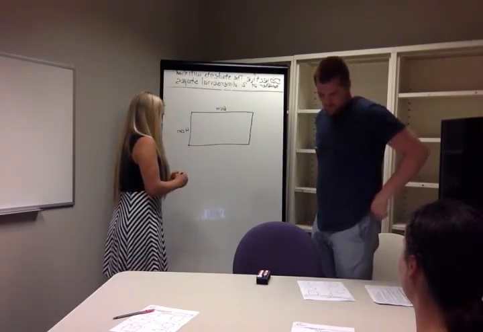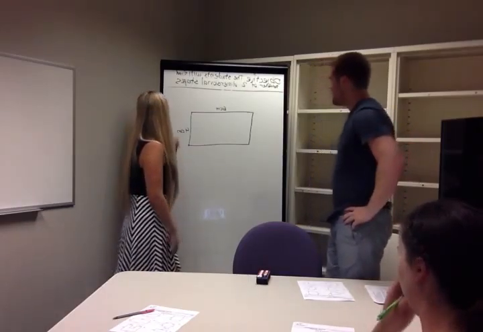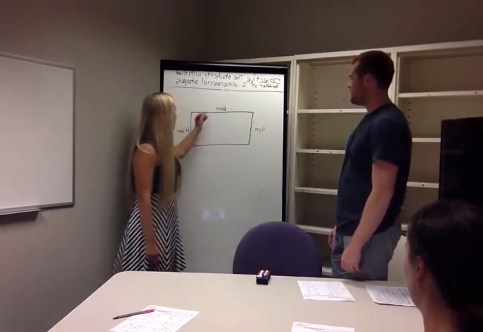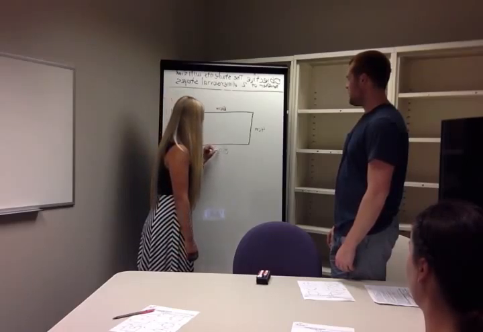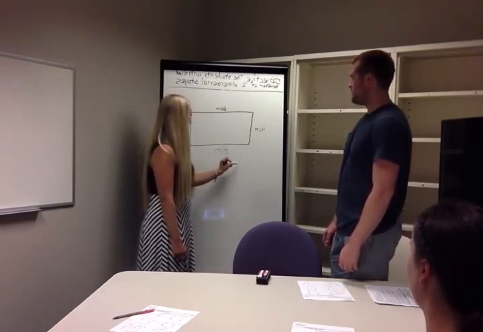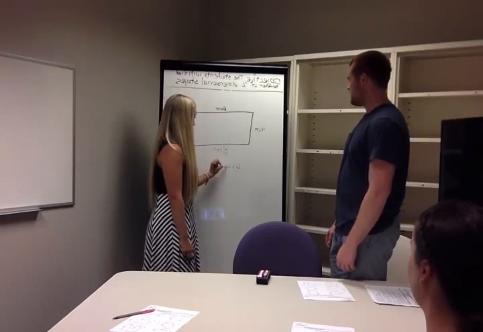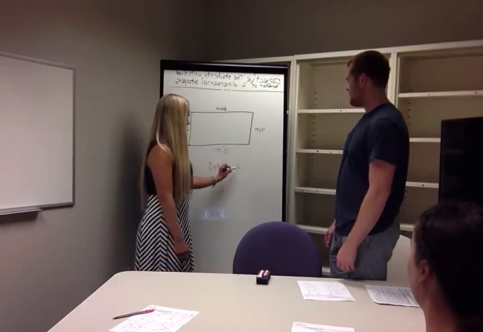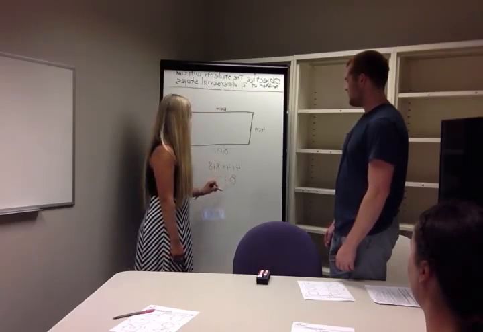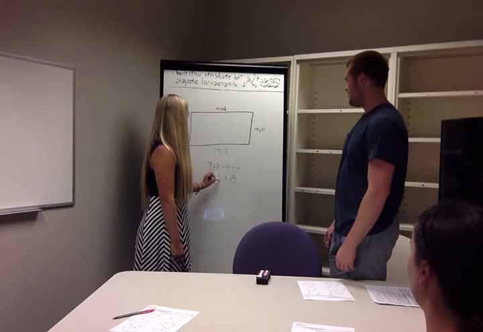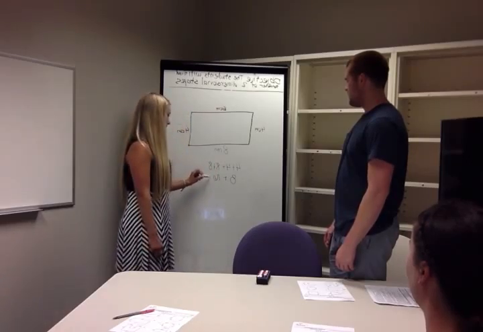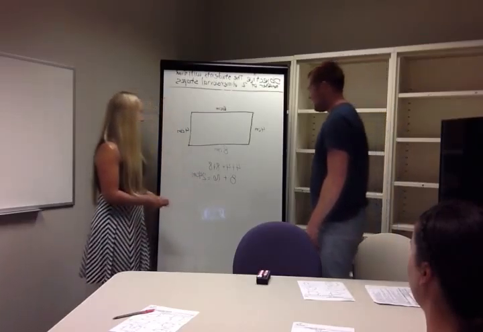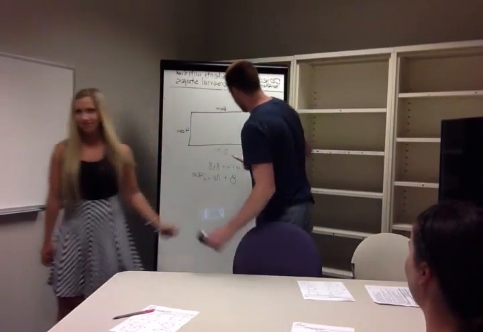I noticed this was a rectangle, so I knew that this would be 4 over here. Awesome. Great job. And then these sides are the same, so it's 8. Very good. So I did 4 plus 4 plus 8 plus 8. And then I knew 4 plus 4 is 8. And 8 plus 8 is 16. And then 8 plus 16 is 24 centimeters. Very nice. You guys are catching on real quick.